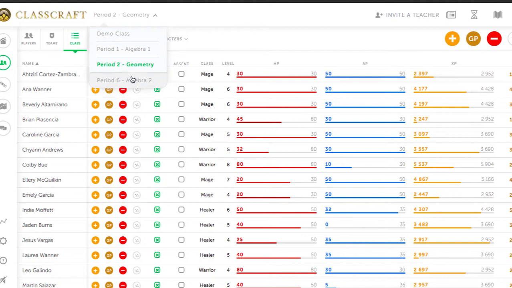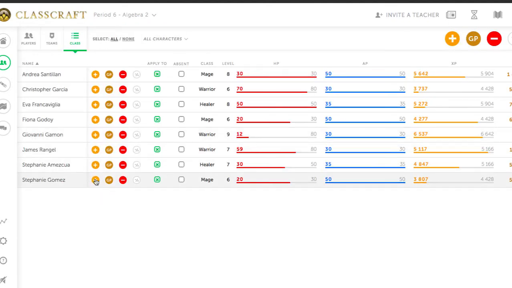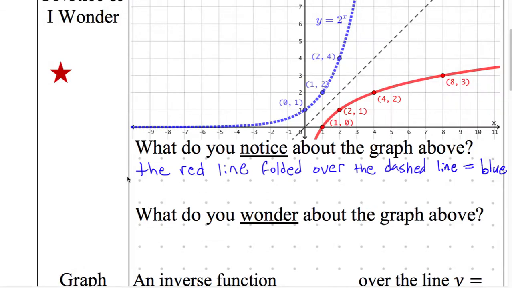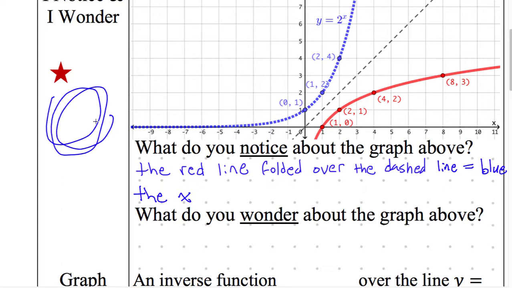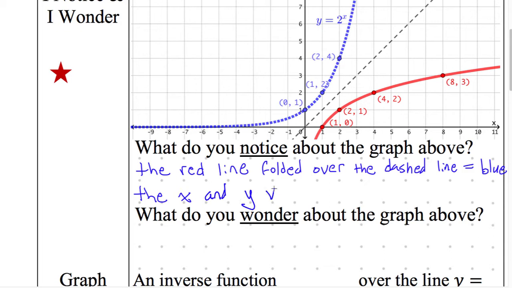So coming back to Algebra 2. What is something else that someone noticed? Andrea, go for it. Wow. And if you don't have either of these, write them down. We might have ran out of room. You can write them off to this side if you want. The x and y values are switched.